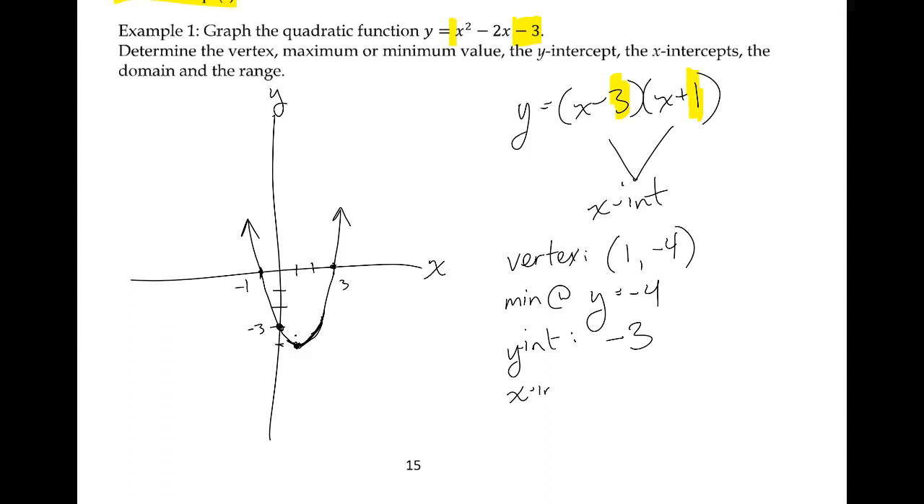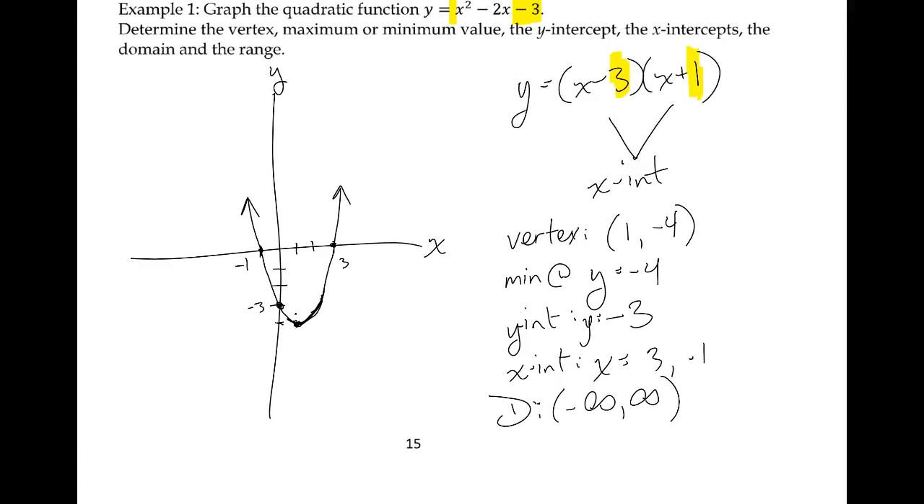My x-intercepts are x equals 3 and -1. My domain for all quadratics is negative infinity to positive infinity, always starting at the lowest and going to the highest. And my range, since I said it was a minimum, is going to start at -4 and open upward forever. So that's all quadratics, and that's great.